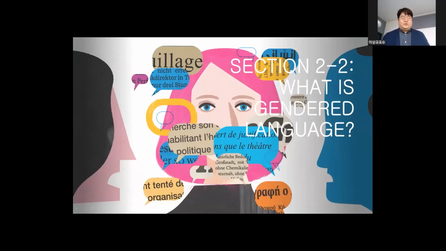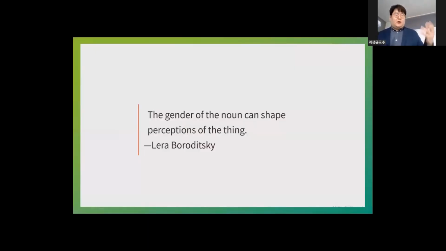All right. So section 2. Let's explore the idea of gendered language. Lots of languages have grammatical gender, meaning every noun gets assigned a gender, often masculine or feminine. And these genders differ across languages, right? A scholar named Lera Boroditsky demonstrates from her research that the gender of a noun can shape the perception of things. For example, take the word bridge, right?